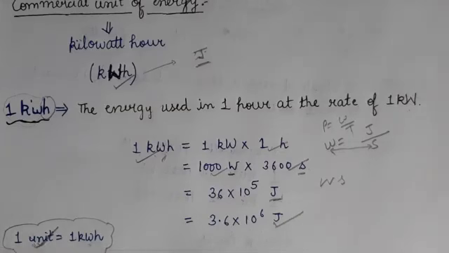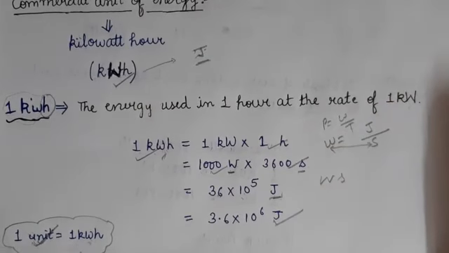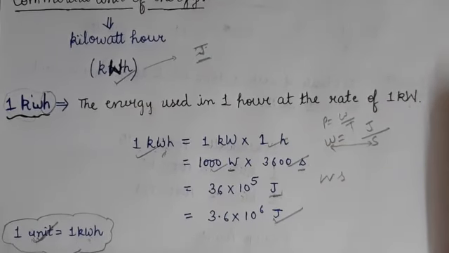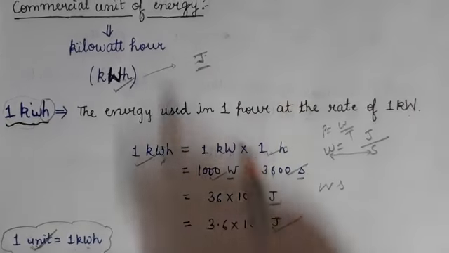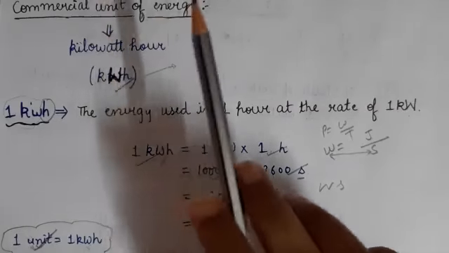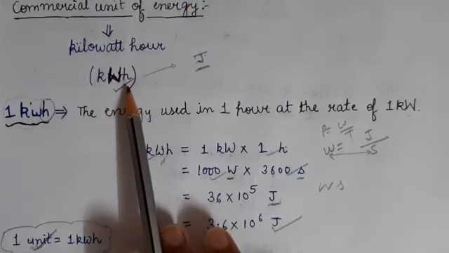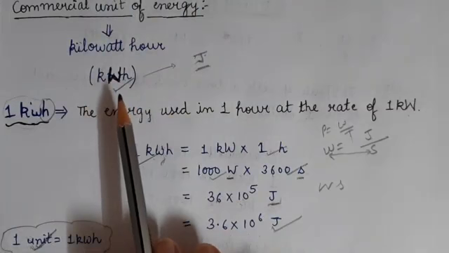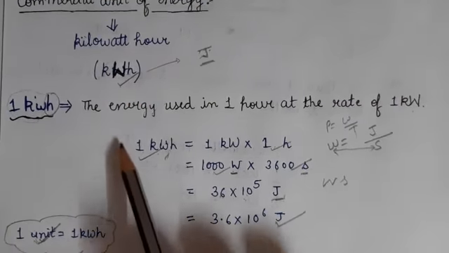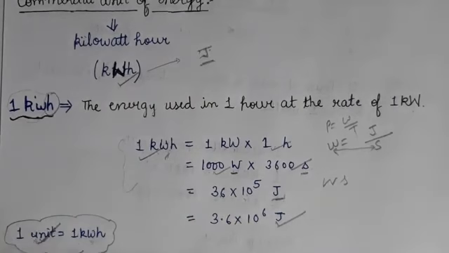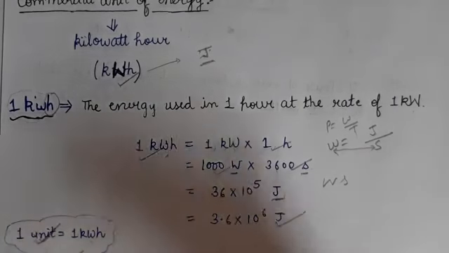Clear, students? So this was all about the chapter. Today we discussed the law of conservation of energy, power, and the commercial unit of energy. The relationship between joules and kilowatt hour is very, very important from the examination point of view. This question is generally asked in the exams. So that's it for today's lecture.